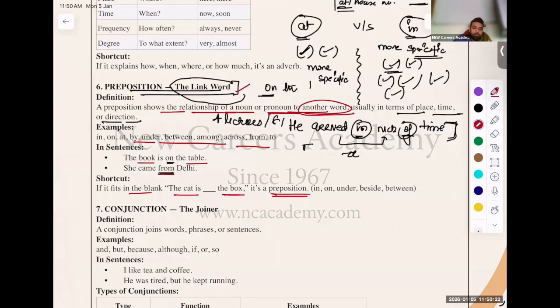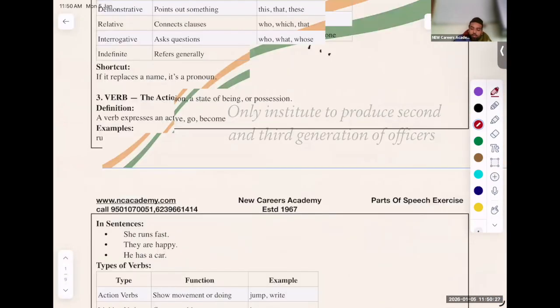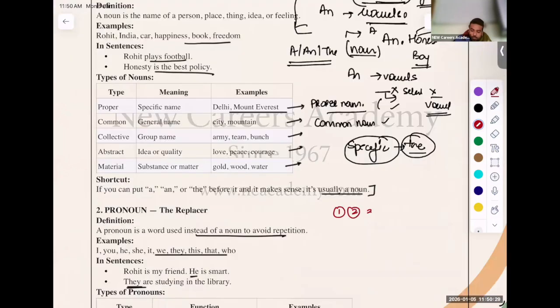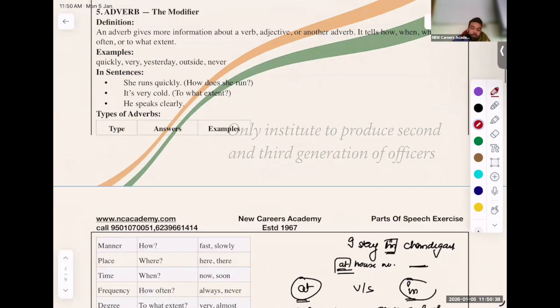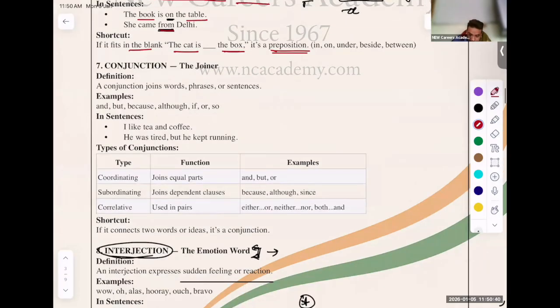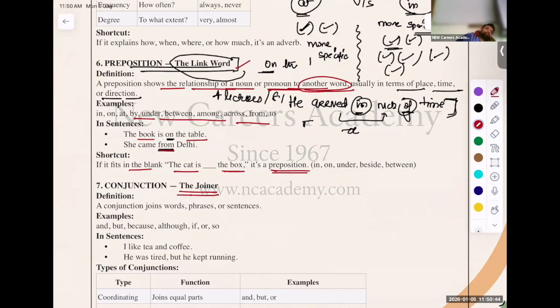Clear or not? So we did 4 parts of speech quickly. What are the 4 parts of speech we've done? First one, noun, adjective, interjection, preposition. What is preposition? Linking. Now the maximum problem that you'll have is between preposition and conjunction.